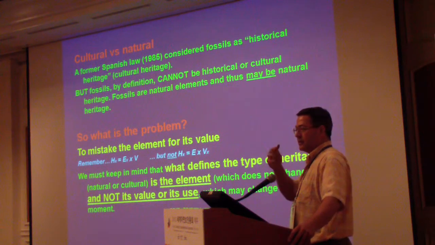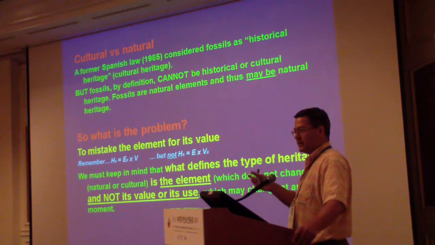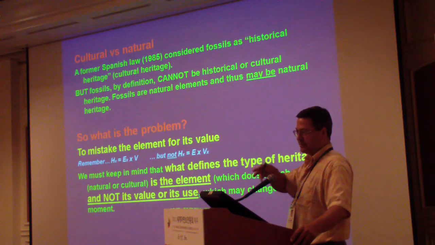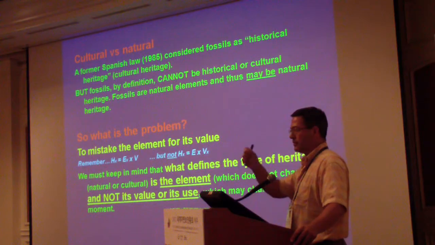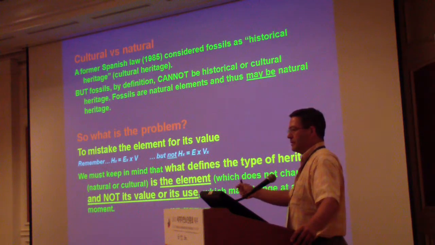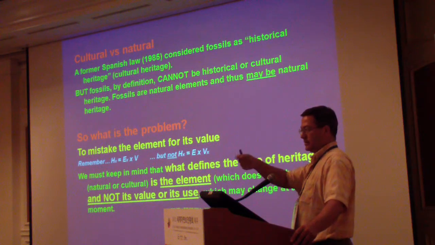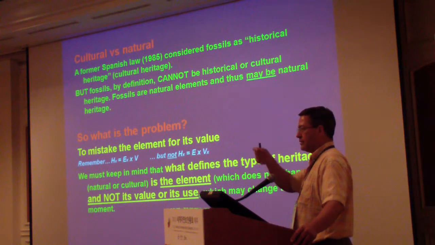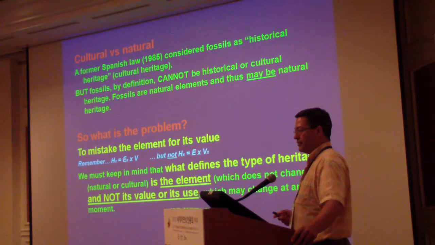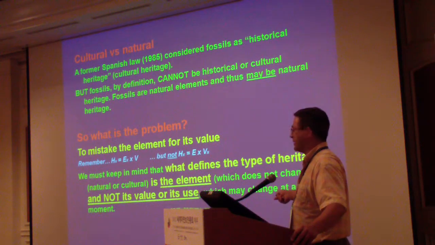And thus they are objective. There's no discussion about that. If the element is tangible, the heritage is tangible. If the element is geological, the heritage will be geological. If the element is a species, then the heritage is a species, a protected species or a listed species. Okay. The value does not tell us what is the type of heritage, because the value changes with time.